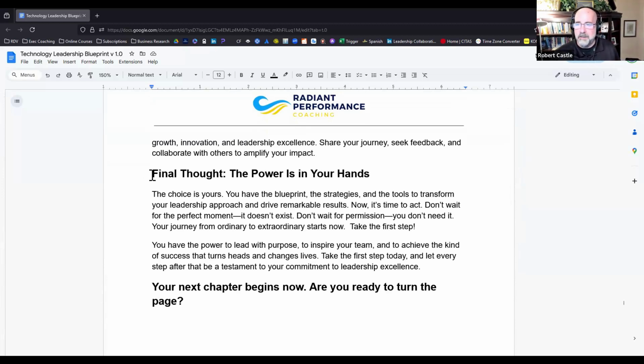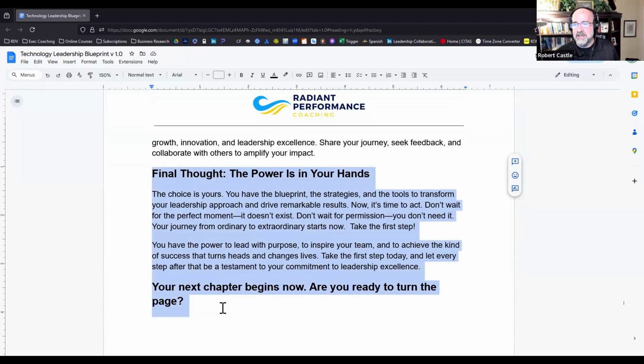So the final thought, the power's in your hands. The choice is yours. You have the blueprint, you have the strategies, the tools to transform your leadership approach to drive remarkable results. Now it's time to act. Don't wait for the perfect moment. It doesn't exist. Don't wait for permission. You don't need it. Your journey from ordinary to extraordinary starts now, so take the first step.